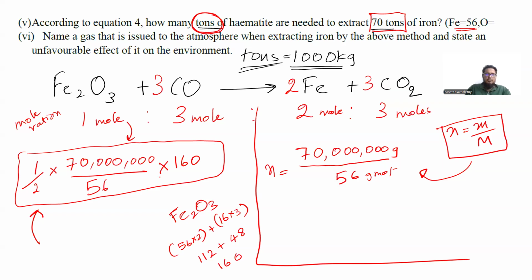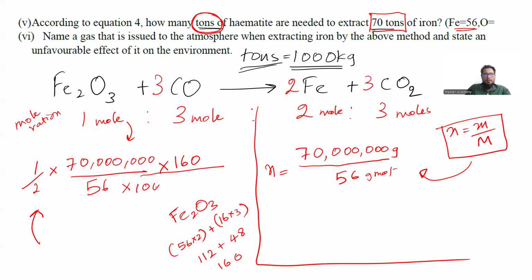So if I want to convert this back to tons, I have to divide by 1000 to convert to kilograms, another 1000 to convert to tons. So this 1000 and this 1000 will get cut. This 1000 and this 1000 will get cut. Now we are left with a little bit easier calculation, no? 70 into 160 divided by 2 into 56. Further, you can cut this and this. 80. 70 into 80 over 56.